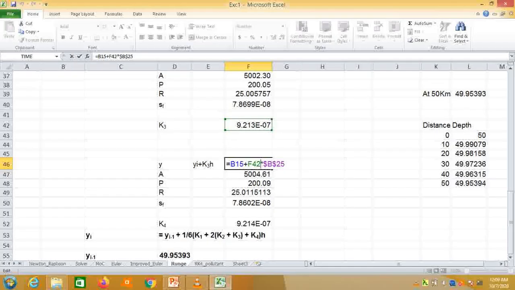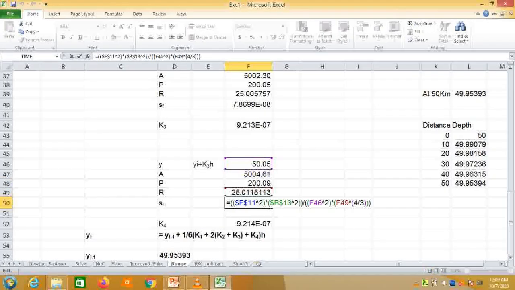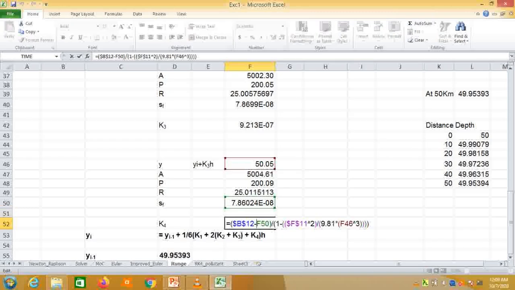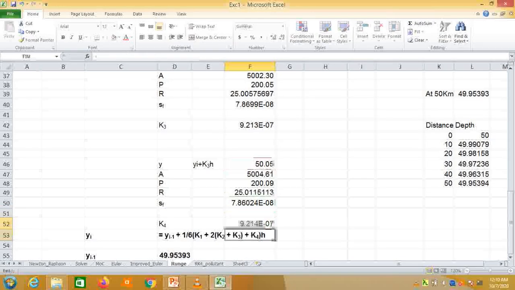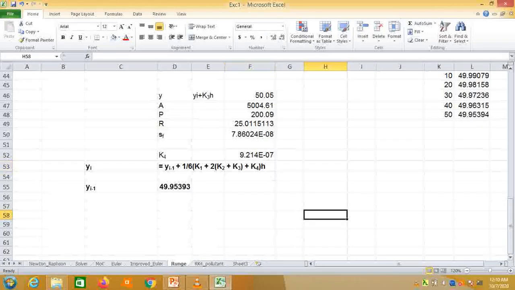Using this value of depth, you can easily obtain the area, the perimeter, the hydraulic radius, and then ultimately the friction slope. And then using this friction slope, you can easily obtain K4. Once you find K4, using the Runge-Kutta method, we are going to find the weighted average of the slopes. So 1/6 times K1 plus twice of K2 plus K3 plus K4 times h is Yi.